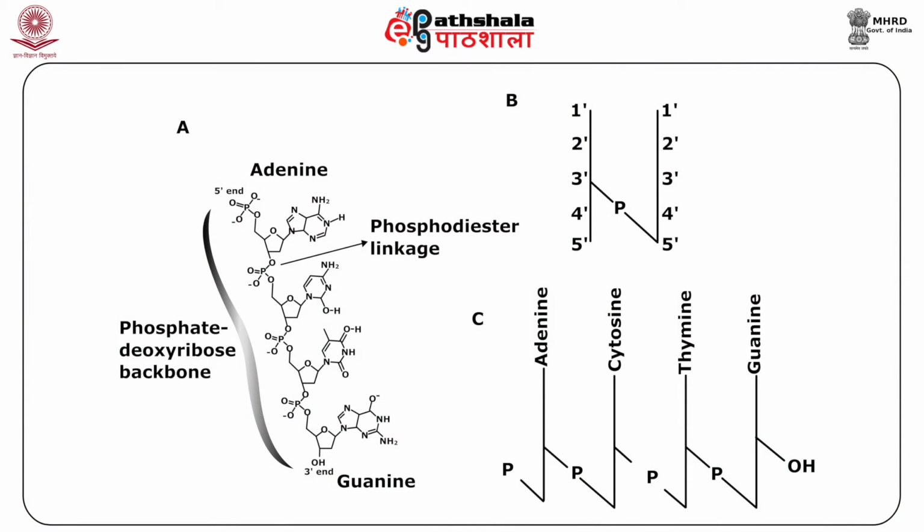The figure illustrates a polynucleotide chain where adjacent nucleotides are linked by phosphodiester linkage. As we can see in this figure, this is the 3' moiety and this is the 5' moiety. So the 5' hydroxyl is linked to the 3' hydroxyl to form the phosphodiester bond. When such repeating units join one after the other, it is known as the phosphate deoxyribose backbone. In case it is a ribose sugar, it will be called the phosphate ribose backbone. The bases project outward from this backbone.